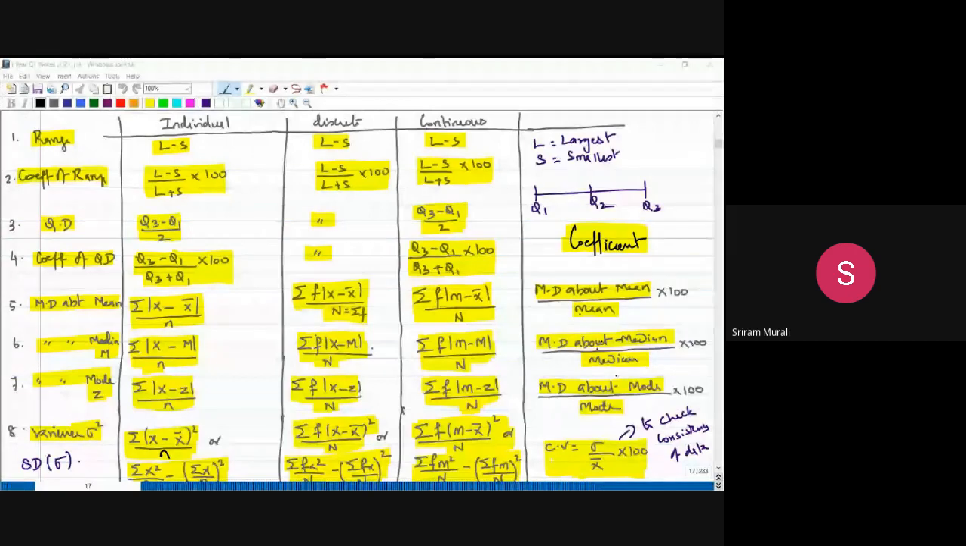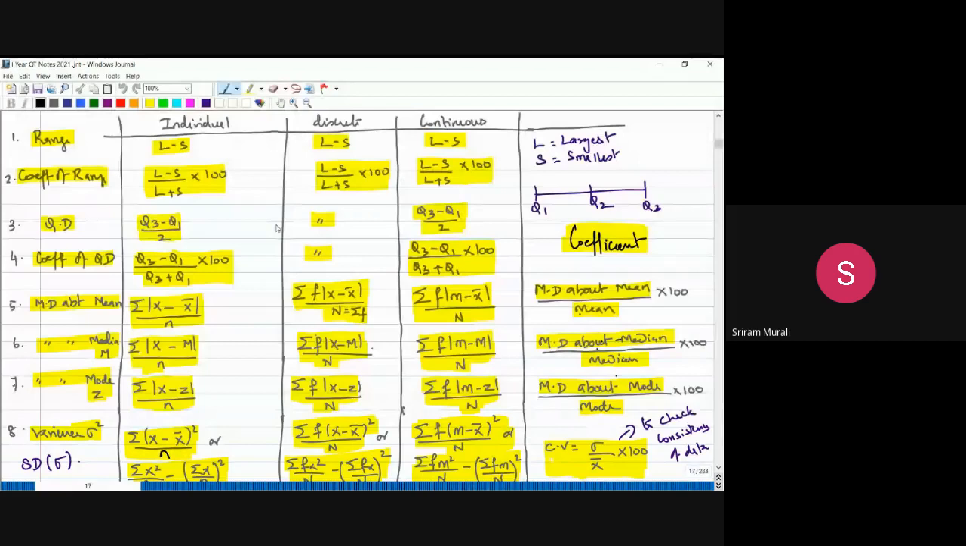So these are all the various applications you can find in dispersion. These are the formulas, I will just recap these formulas. Range is L minus S, largest value minus smallest value. Coefficient of range is largest value minus smallest value divided by L plus S. Quartile deviation is Q3 minus Q1 by 2. Coefficient of QD is Q3 minus Q1 by Q3 plus Q1.